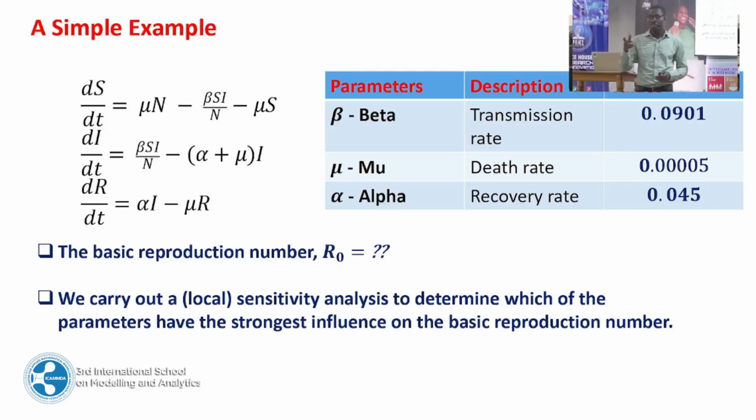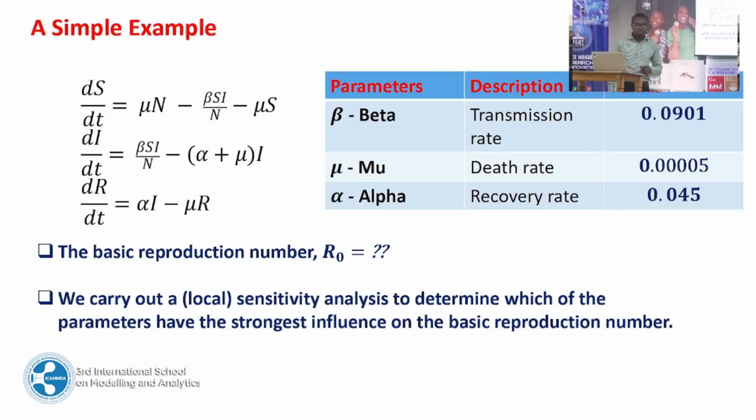Basic reproduction number is a very crucial concept in epidemiology. The basic reproduction number is the number of secondary infections that occur successively as the disease progresses.